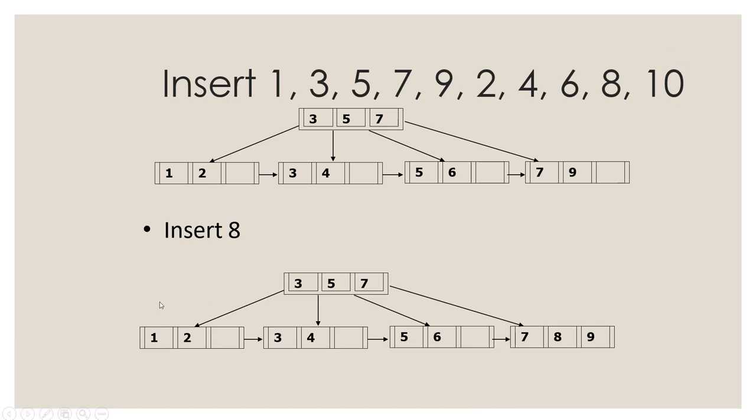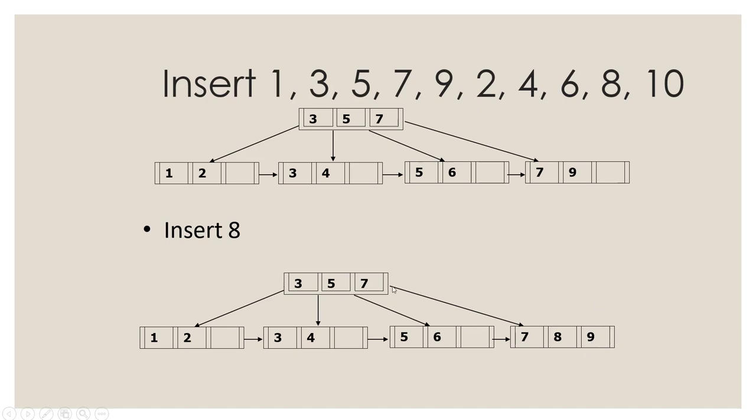Last one is 10. I can already tell it's going to be difficult because we can see that this node is already full, and this is already full. So we're going to have to do a two-step process of splitting and promoting. 10 is greater than 7. I'm going to follow this pointer, and 10 should actually be right here. So it has to get promoted. Between 7, 8, 9, and 10, middle right is 9. 9 gets promoted up here.